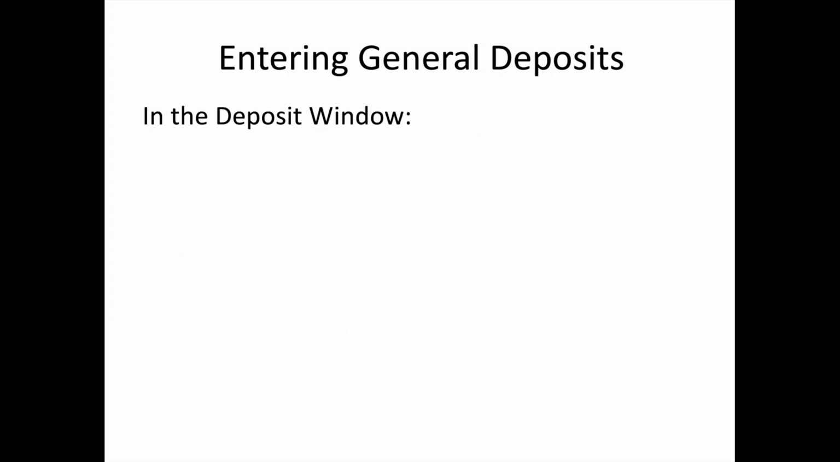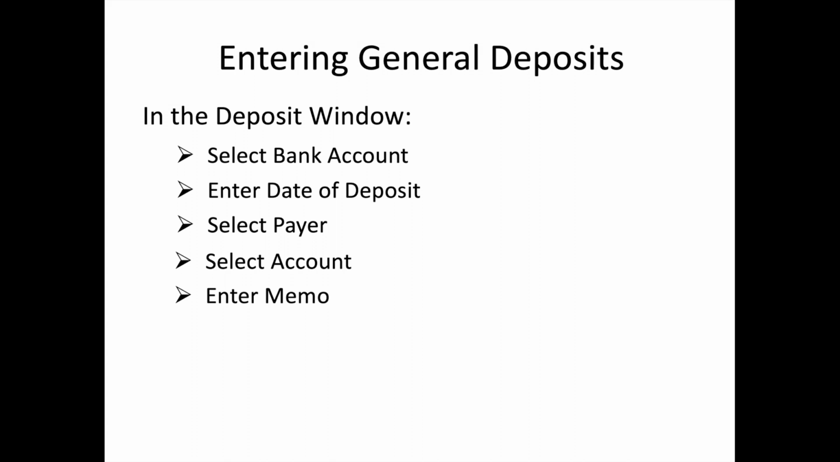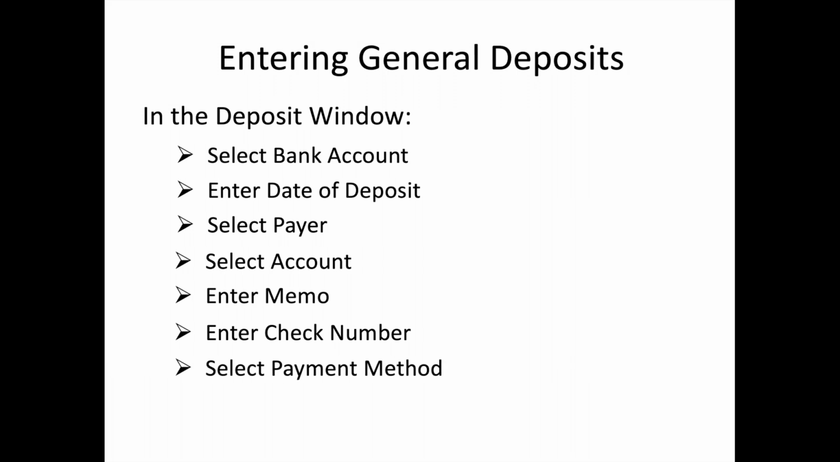Once you're in the deposit window, select the bank account you want to deposit into, enter the date of the deposit, enter whom you received the payment from, enter the income or expense account that this deposit will go into, enter a memo if you like, enter a check number if applicable, select the payment method, save the deposit.